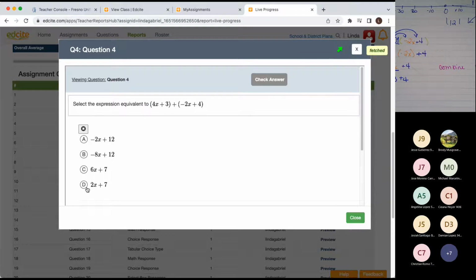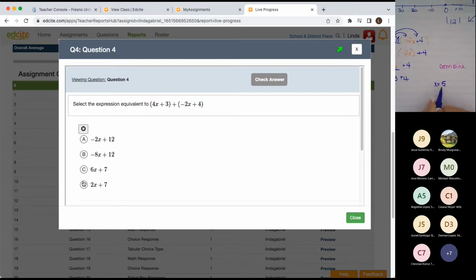Okay, so the expression equivalent to 4x plus 3, in parentheses, plus -2x plus 4 is going to be equal to D, right? 2x plus 7, that's what we got here. And I wanted to show you something. Let's say that I know what x is. They gave me the value for x. Let's use 5. Okay, x is going to be equal to 5.